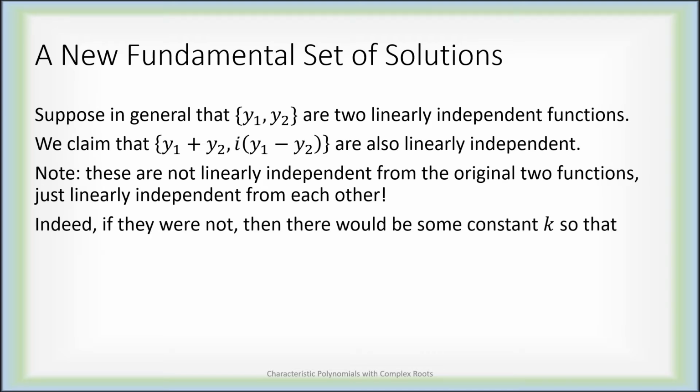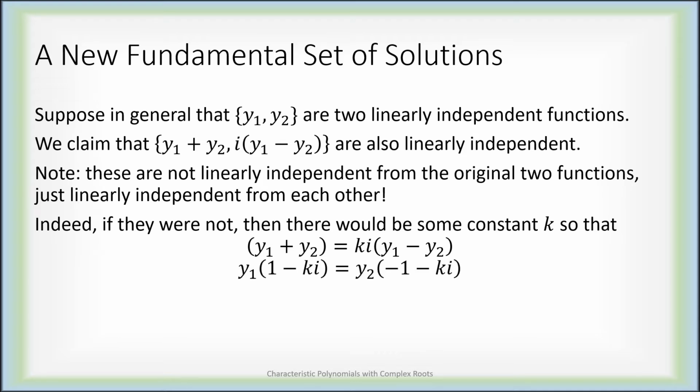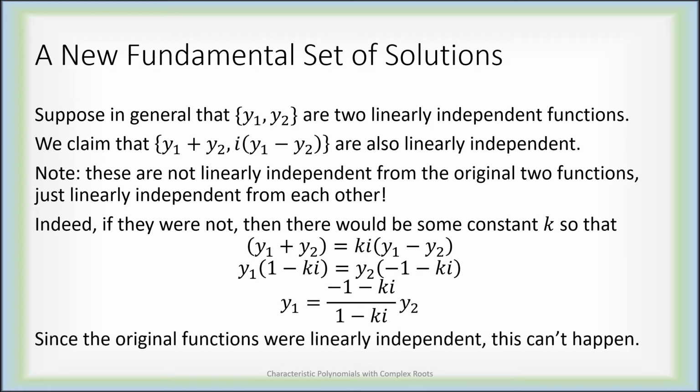Now, if they were linearly dependent, it would be possible to express the first as a constant times the second. In other words, y1 plus y2 is some constant k times i times y1 minus y2. Rearranging terms, we would get y1 times 1 minus ki equals y2 times negative 1 minus ki. Now dividing by 1 minus ki, we've arrived at y1 is some constant times y2. But remember, we presumed that y1 and y2 were linearly independent. It is not possible to write y1 as a constant times y2. Therefore, since this line down here is not possible, neither is this one, and therefore these two functions are linearly independent from one another.